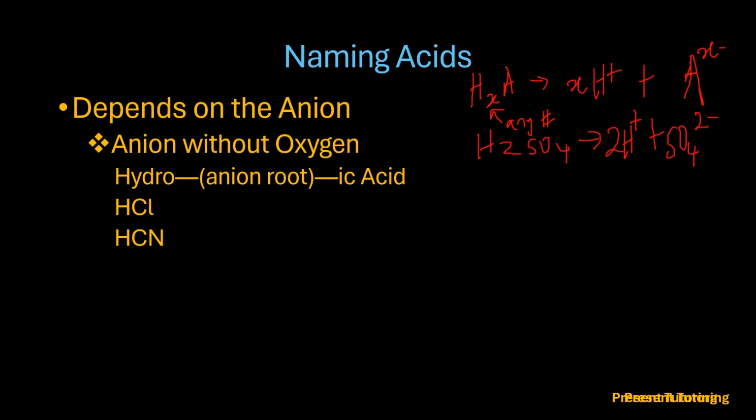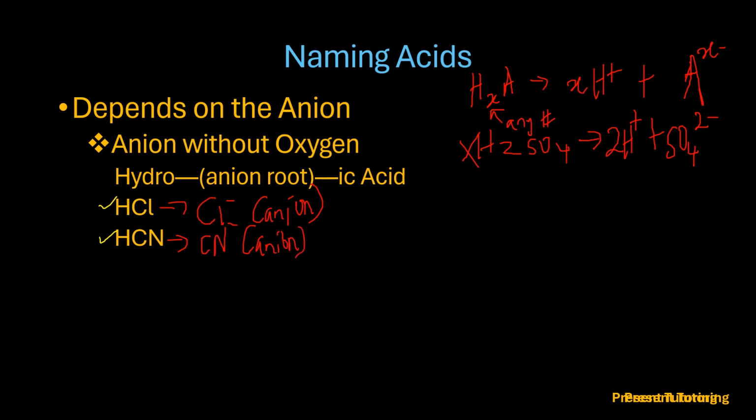Now let's talk about if you have an anion without oxygen. This is an anion where there is no oxygen at all. We have a couple of examples here, like HCl and HCN. In HCl, what's the anion? Giving you a couple seconds. Yes, in that case it's Cl minus, that's the anion. And in HCN, the anion here is CN minus.